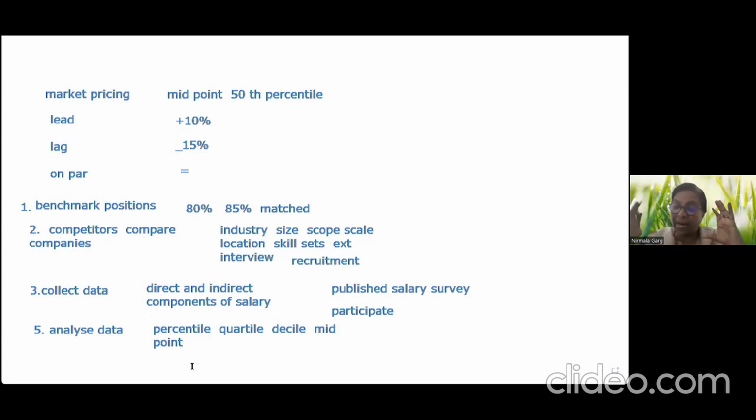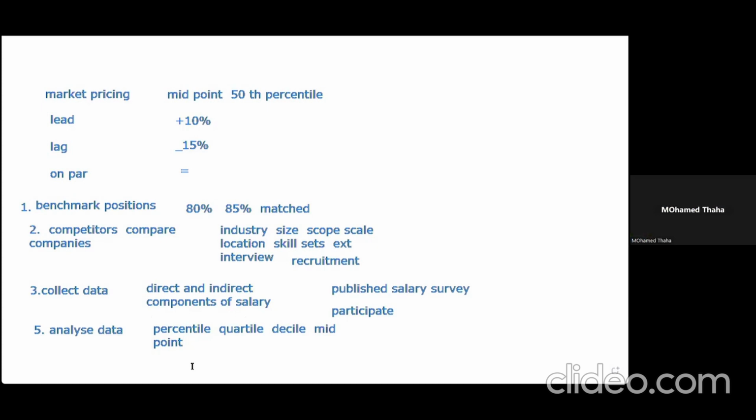Very simple. And essentially, you are trying to get data and see whether you are paying fairly in relation to jobs which are doing similar work in the market. Got it? Nirmal, I have a small question. Yeah, please. For the salary survey data.